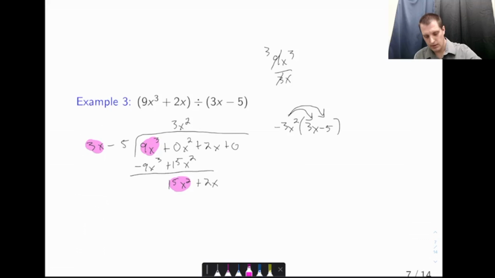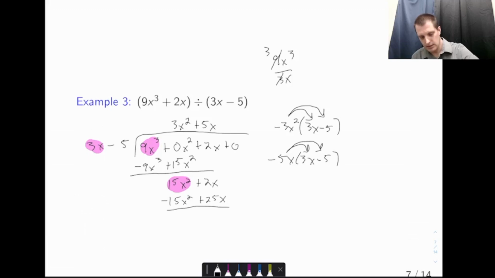See how many times 3x goes into 15x? Well, that's just simply 5x times. Try it if you don't believe me. So we're going to get a negative 5x times 3x minus 5, which gives us that negative 15x squared plus 25x. Yeesh. Okay, so we're going to get a 27x.